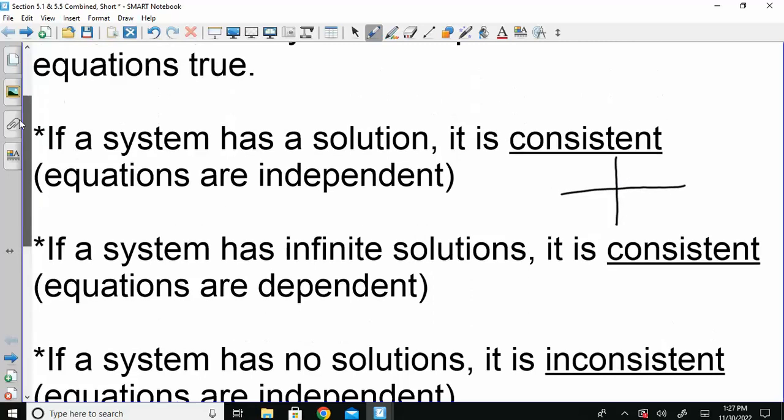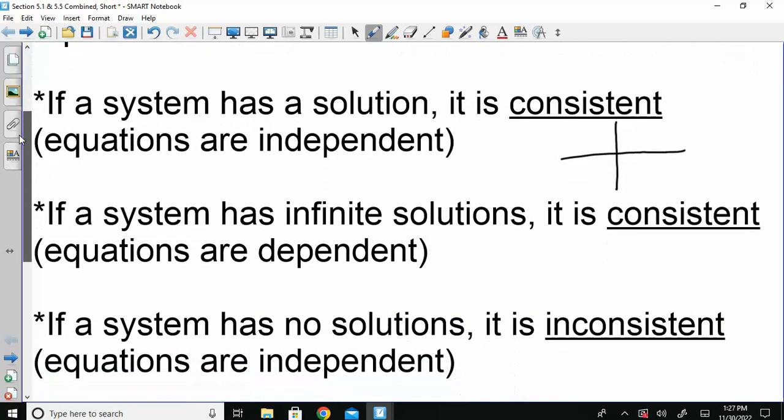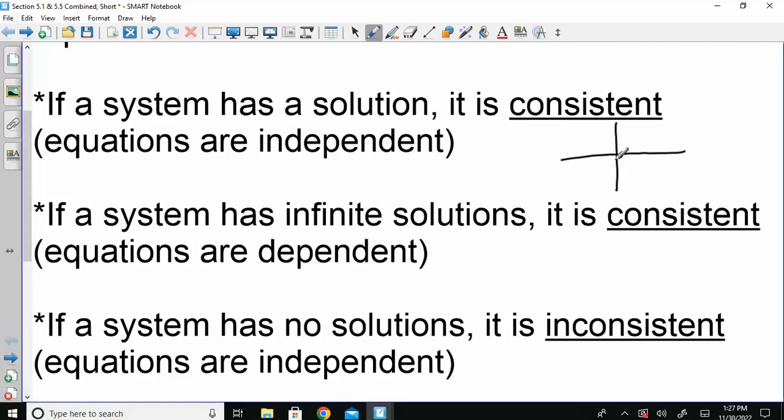Okay, we said a solution makes them both true. So there's a point that makes both equations true. That means they touch each other, right? They hit. Since they're independent, they are two different lines. So this would just be two lines that intersect somewhere. And that point is the solution. It's the point that makes both equations true.